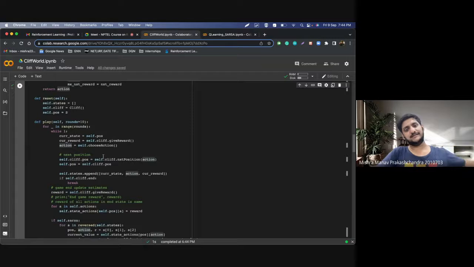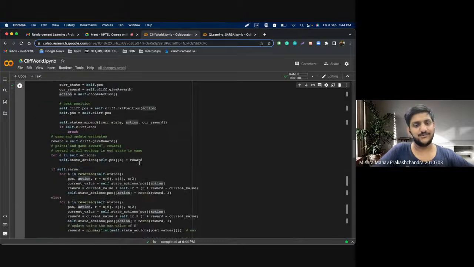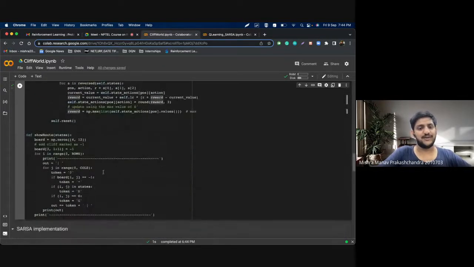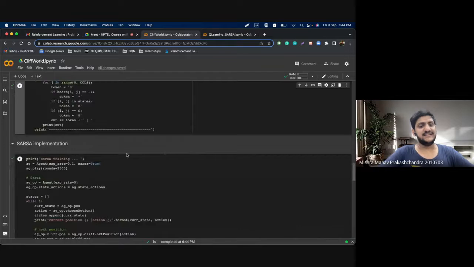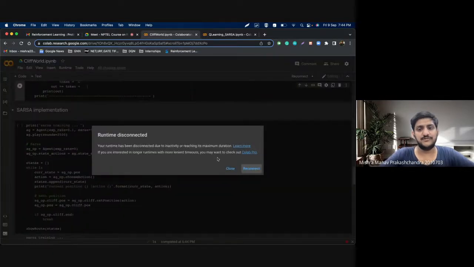At each time instance, you select an action and you take the step, and so on. You get a reward, and you try to optimize on that. So this is the basic function, and in the end we just show the route after the game has ended. Okay, so this is the SARSA training. The exploration rate has been kept at 0.1. Here SARSA has been made true.